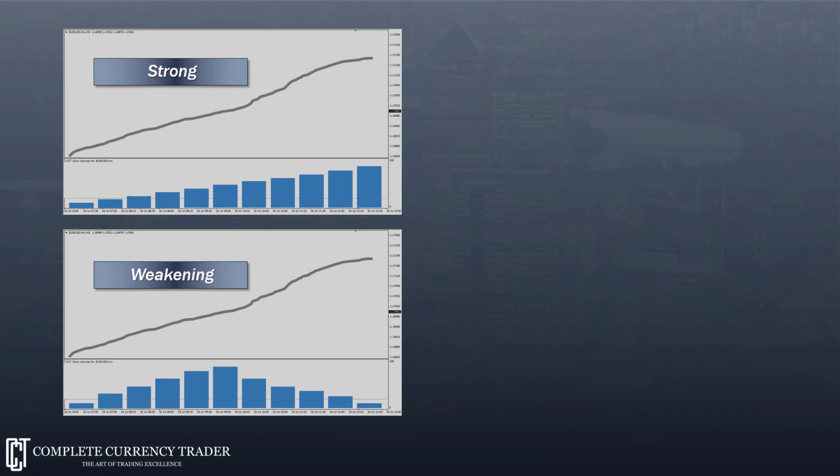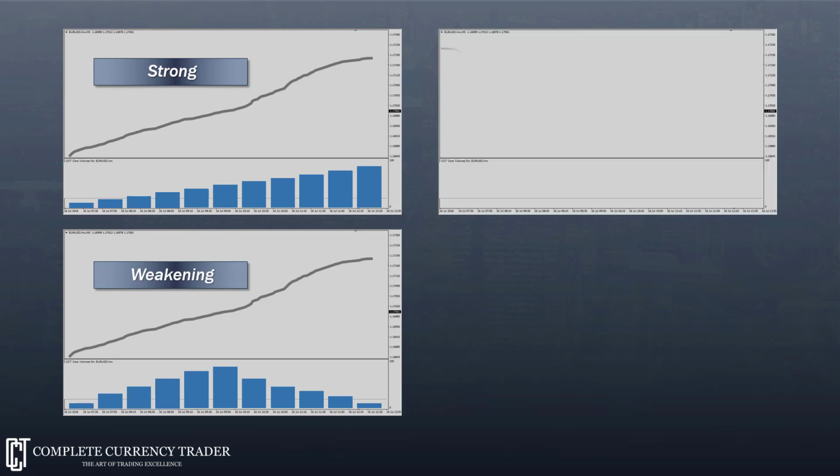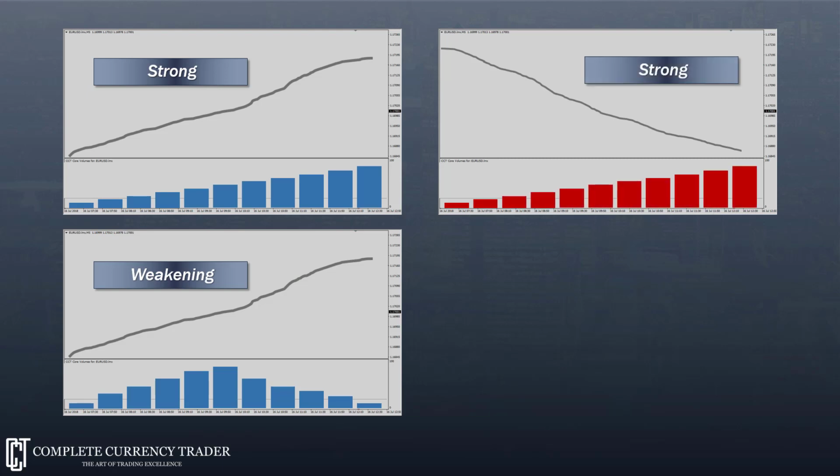It doesn't necessarily mean there's going to be a reversal in price, but it does mean that the current move is weak or weakening. And the same situation is true in the opposite direction. If the price is falling and the red bars are rising, this is a strong downward move. It means the selling imbalance is increasing, more non-commercial traders are involved, and open interest is increasing.